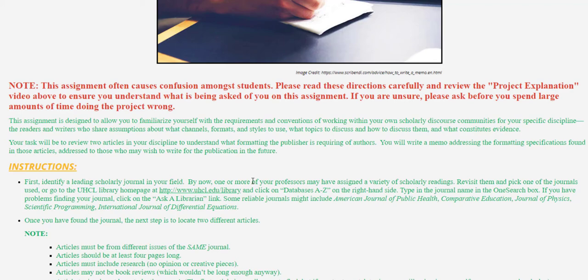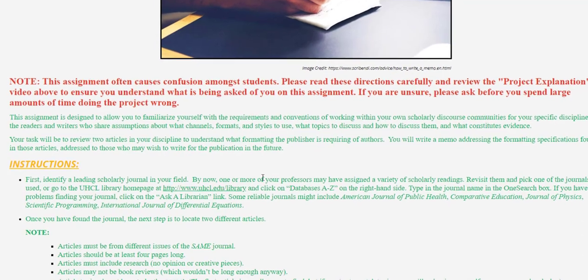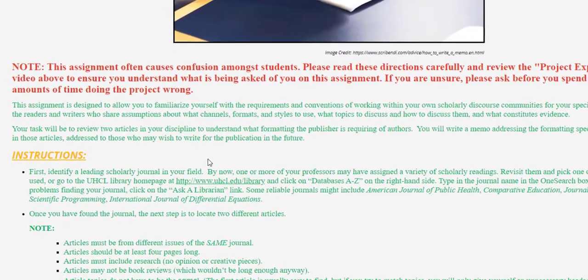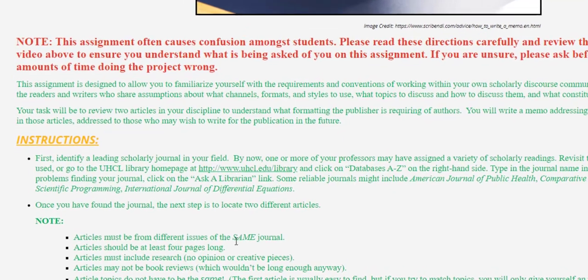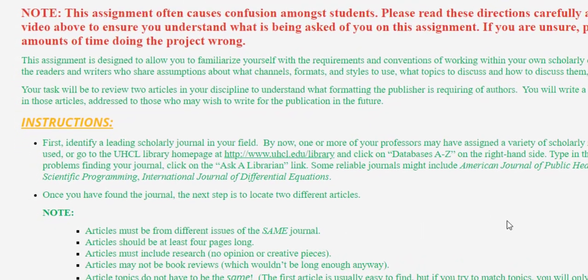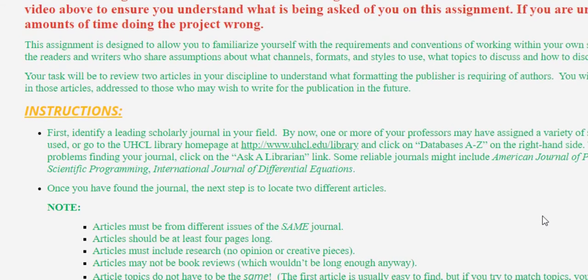Similarly, when you publish academic work in a peer-reviewed, respected journal, you need to format things according to that journal's wishes. Now, some journals make it easy on you and they provide a style guide, but not all of them do. So the best way to know how to format your work before you submit it to them for publication is to examine what their formatting looks like. For this memo, you're going to look at 2 different articles from the same publication, and then you're going to tell me how they do their formatting.